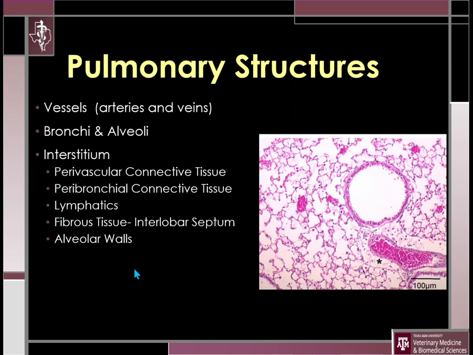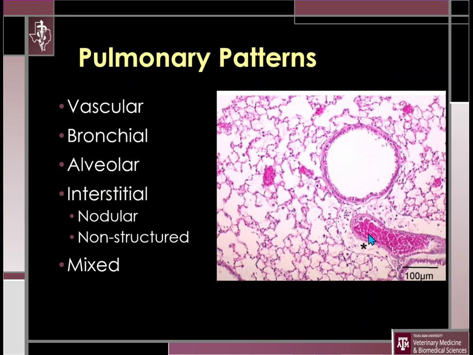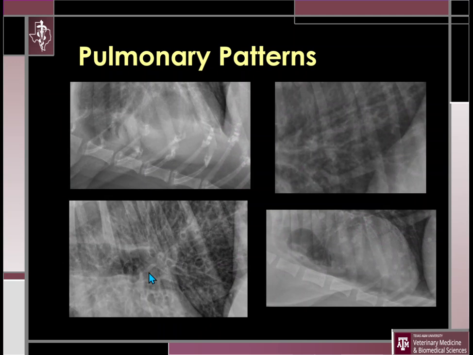And so if you think about it, the patterns that we see radiographically are going to be associated with what is present histopathologically. So there's going to be a vascular pattern if the vessels get big. If the bronchial wall is affected, we will have a bronchial pattern. If these air-filled alveoli are no longer air-filled, we'll have an alveolar pattern. And if it is affecting all of this interstitium or the tissue, then it's an interstitial pattern, which can be either structured or nodular or non-structured. Most patterns are often mixed, and so we'll see a little bit of both compartments or numerous compartments of the lung affected. But when you evaluate the lung, you want to try to put it into one category because that will narrow your differentials.